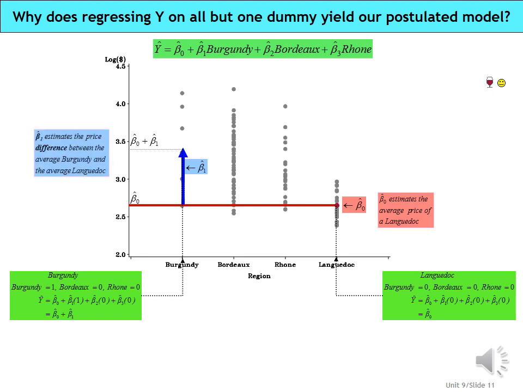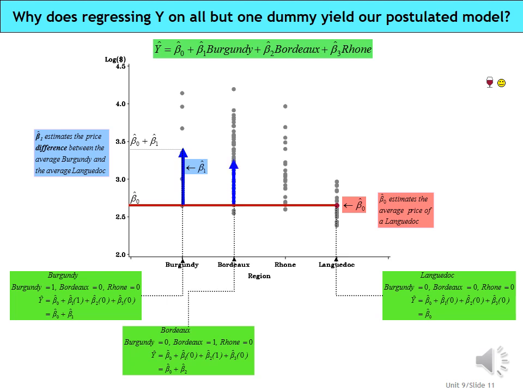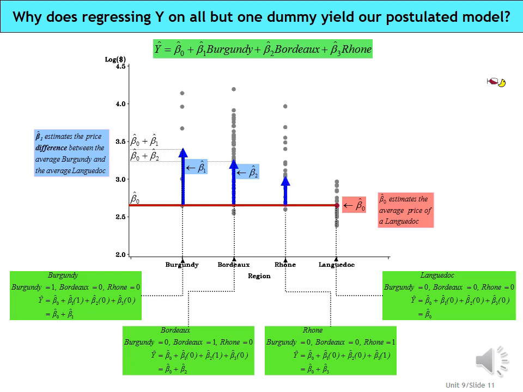Same thing happens for the Bordeaux. It says the beta 1 estimates the price difference between the average Burgundy and the average Languedoc. Here the same thing happens for the Bordeaux. Again, beta 2 represents the difference from the Languedoc to the average mean for the Bordeaux. Same thing happens for the Rhone. This is a visual representation of the linear regression model that we have.